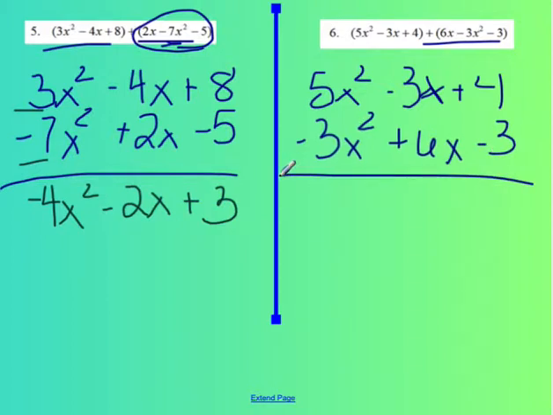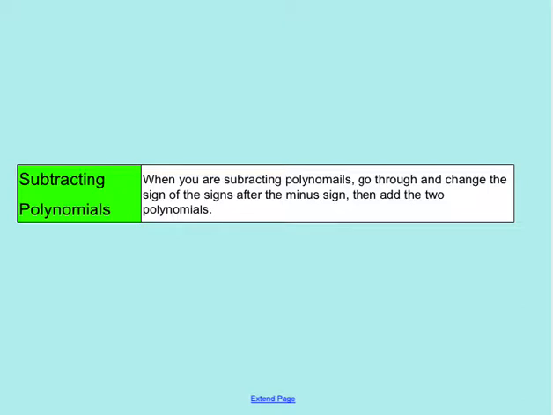5x squared minus 3x squared, that's going to give us 2. And then we're going to keep the x squared the same. Negative 3x plus 6x is 3x, and 4 minus 3 is 1. So we have 2x squared plus 3x plus 1. And that is your final answer, okay? One thing you want to check before you move on is you really want to make sure that your answers are in standard form. Let's take a look at subtracting polynomials.